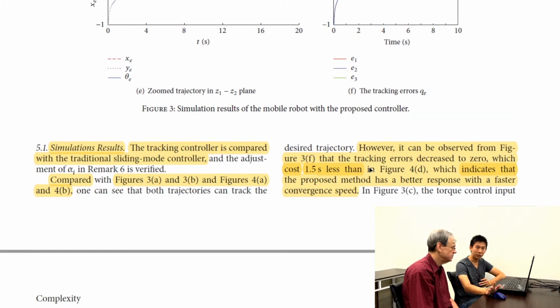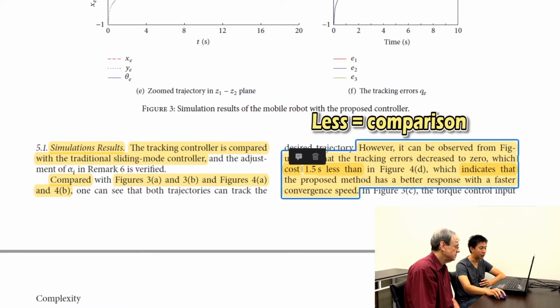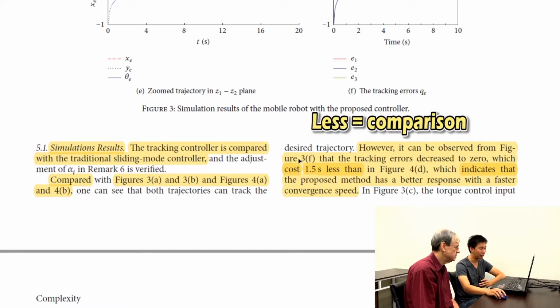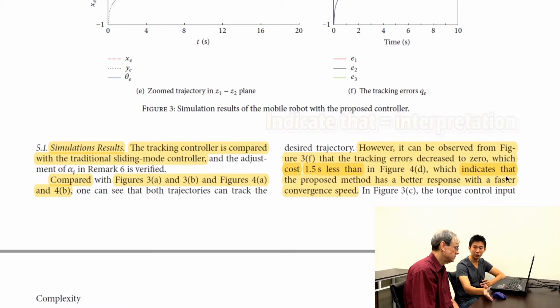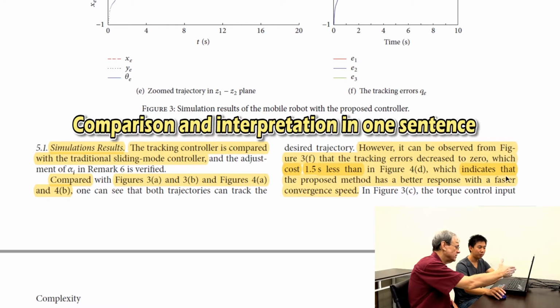Next we go to this component marker. We have 2 things in here. The first one is a comparison. If you can see this keyword, "1.5 less than," this one represents the comparison between figure 3F and figure 4D. Okay, and because of this, they indicate that the sentence after that will show some interpretation. Okay, so here you have both comparison and interpretation in the same sentence, not just the same paragraph. Yes, right. Okay.